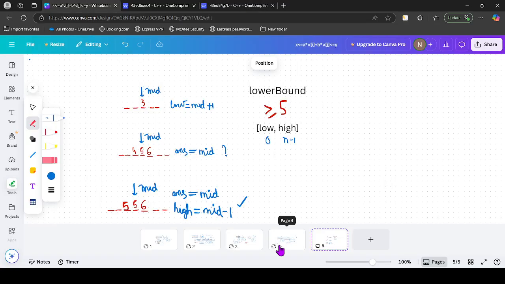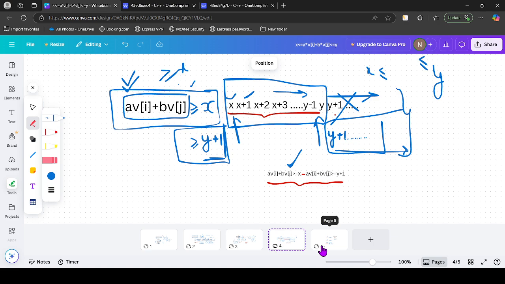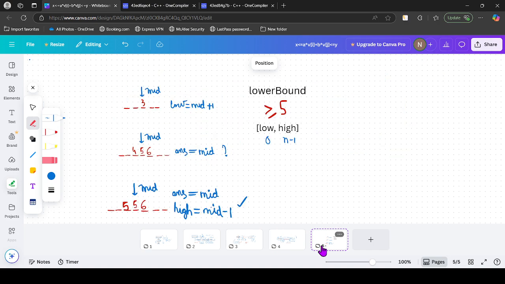Now we discussed that we can do this with the lower bound. Now let's try to implement this without using the STL function. So how to implement this? For example, we are trying to find the least index which is greater than or equal to 5 in the given array. So the value is 5 here. So we are trying to find the least index with the value greater than or equal to 5. And now we are searching in the whole array.